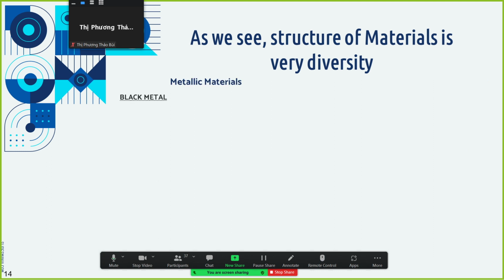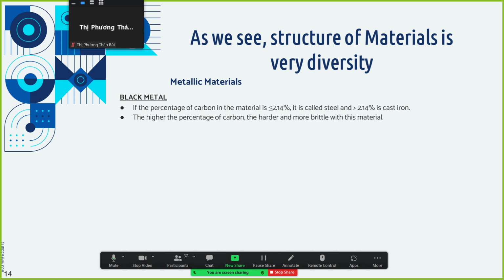We have two materials. It's metallic. In metallic, the first is black metal. If the percentage of carbon in the material is under or equal to 2.14%, it's called steel, and over 2.14% is cast iron. The higher the percentage of carbon, the harder and more brittle the material. Cast iron is classified into three types: gray cast iron, white cast iron, and ductile iron.